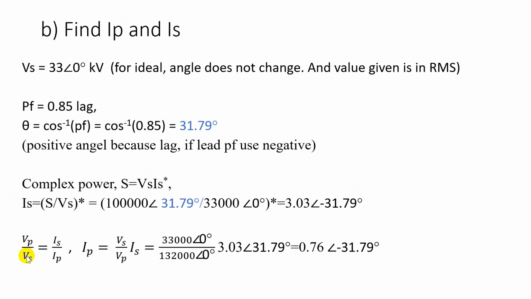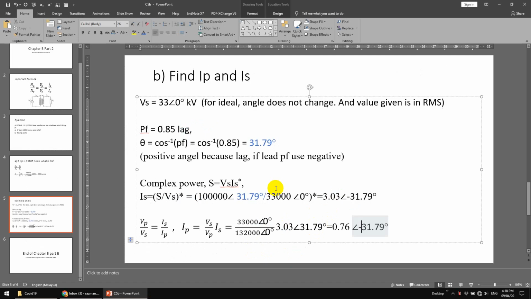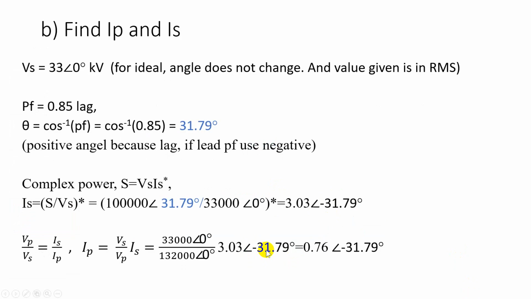VP over VS equals IS over IP. Don't forget this is different. You arrange it and you get IP equals this. For this case, either you put an angle or not, the answer is still the same. But for current you have to put the angle. This one is negative, don't forget the negative. Just transfer this, then you get the answer.